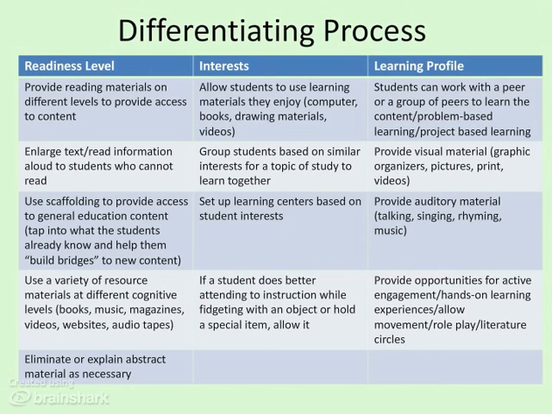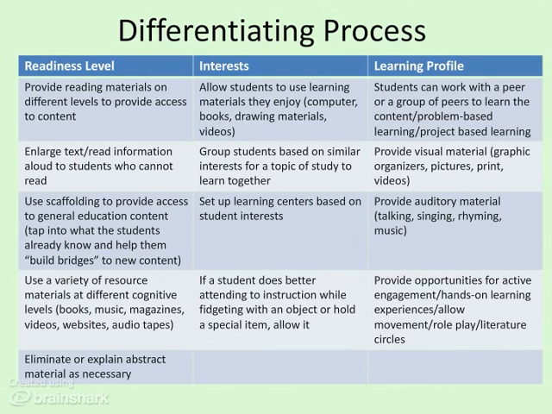You might need to enlarge text or read information aloud to students who are unable to read on grade level. You can use scaffolding to provide access to the general education content. So you might tap into what the student already knows and help them build bridges to learn the new content. You can also use a variety of materials at different cognitive levels. So in addition to different reading materials at different levels, you can use music, you can use magazines, you can use videos, websites, audio tapes, a variety of different ways to provide access to the content that's being learned.